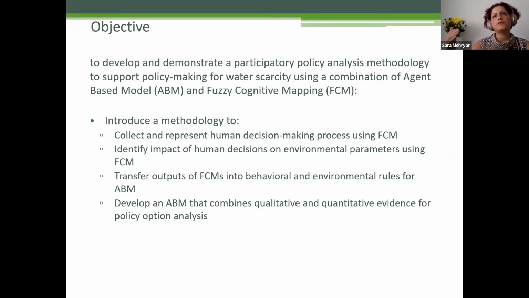So we used fuzzy cognitive maps to collect and represent the human decision-making process, and also identify the impact of human decisions on environmental parameters. And then we transfer the output of the fuzzy cognitive map into behavioral and environmental rules for the agent-based model. And finally, we developed an agent-based model that combines the qualitative and quantitative evidence for policy option analysis.